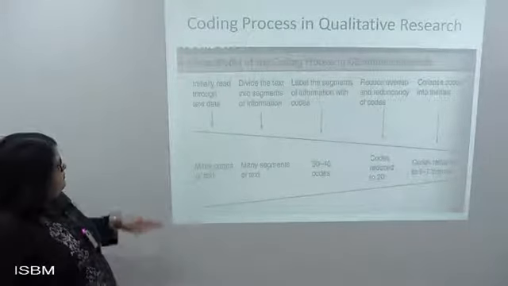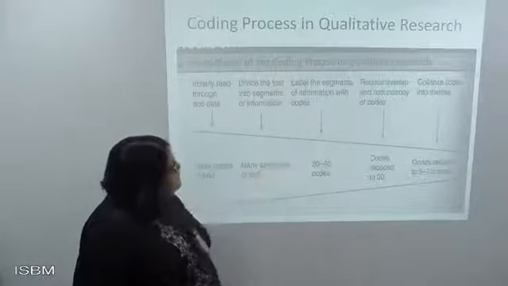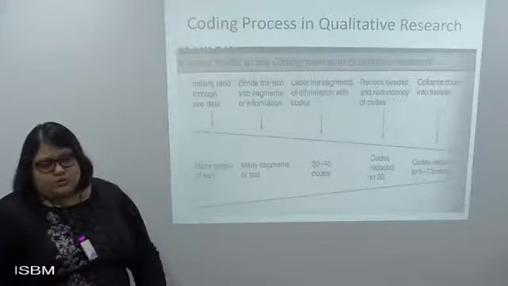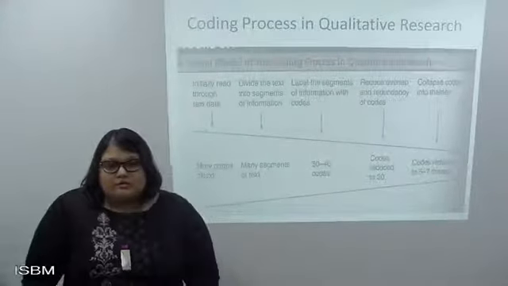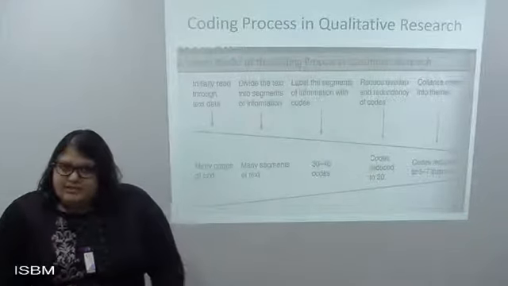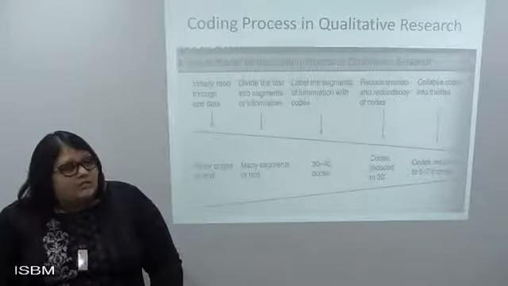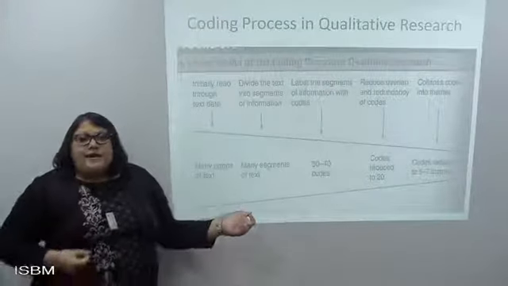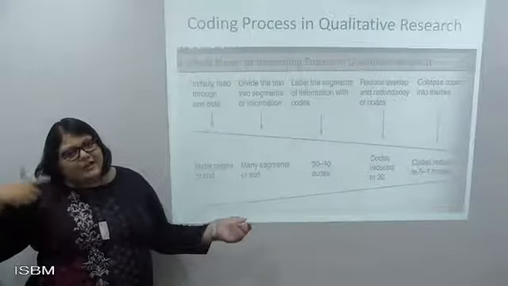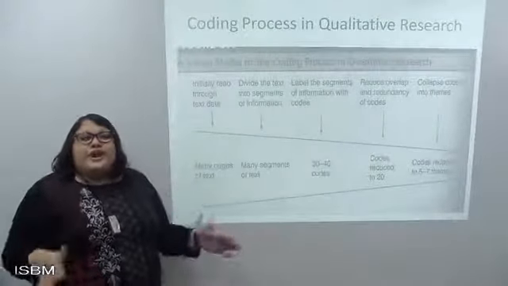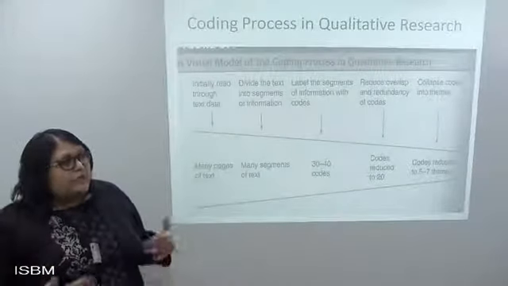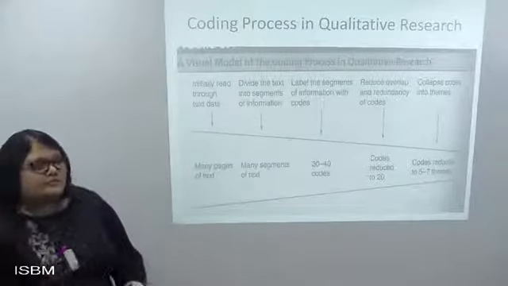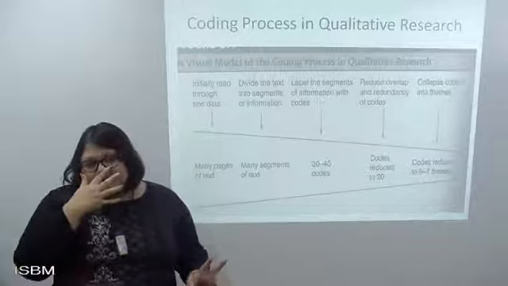Now, after this, you make 30 to 40 codes. How will you make them? Label the segment of information with codes. Now, how is trauma caused? Trauma can be at a personal level. Trauma can be at the physical level, where the body has been charred, the body has been mutilated. Trauma can be at the internal level, where the person is not able to forget the experiences of the traumatic event. So like that, you make 30 to 40 codes. So this could be part of your coding A.